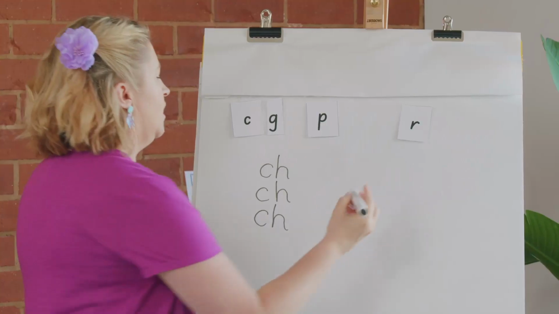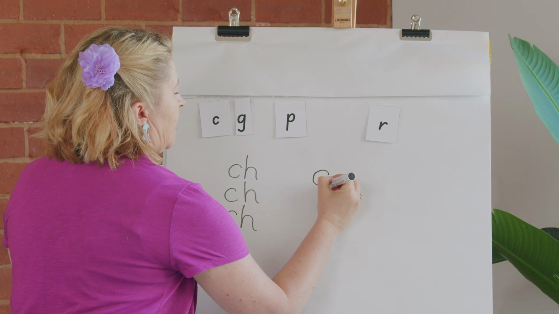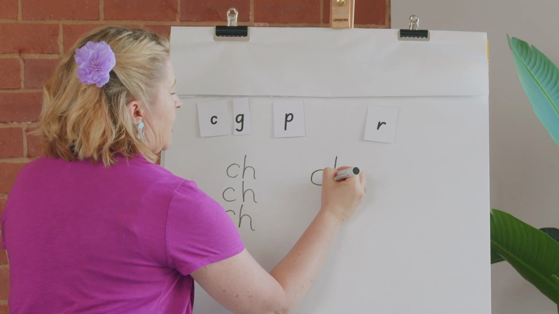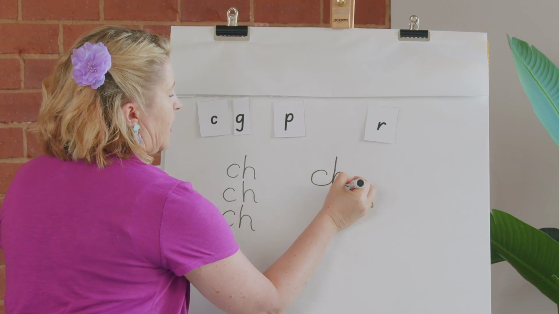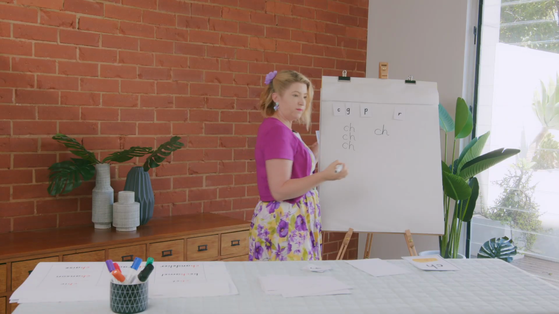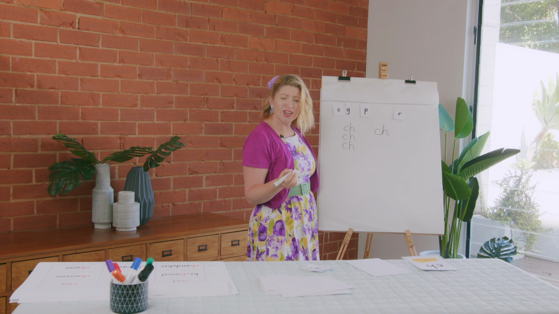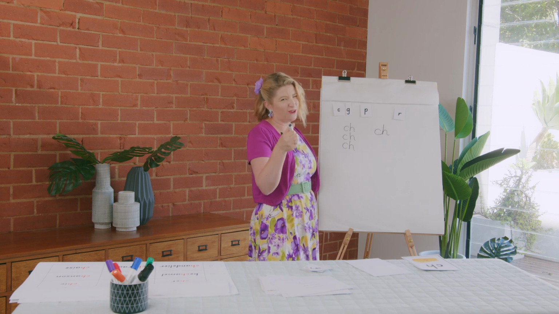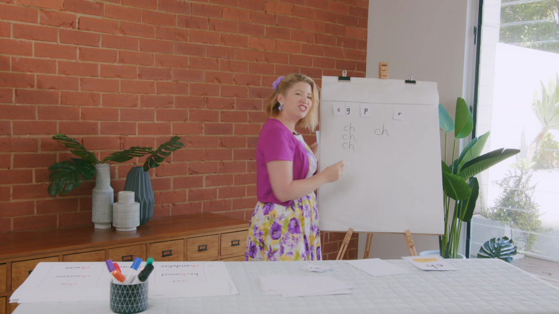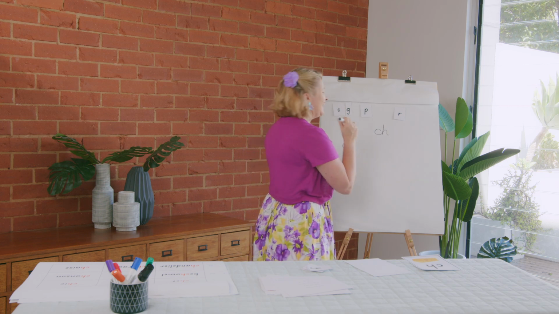I'll show you what it looks like if you want to have a go of linking those letters. So we've got C and then it goes straight up and down, up and over to make the H. Ch. Oh, not ch. Silly me. It's sh. I heard you correct me. I know you got it right.